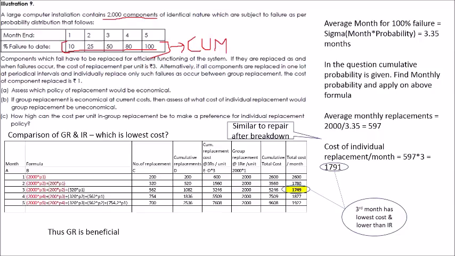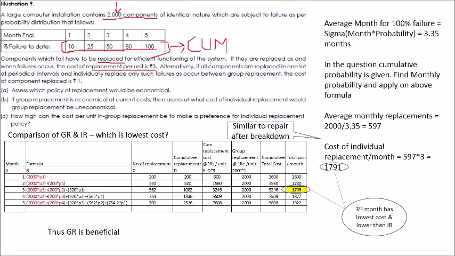Components which fail are replaced, guys. In illustration 4 we saw it as repaired, but here it is replaced. That's the important point. If they are replaced as and when the failure occurs, the cost of replacement per unit is rupees 3. For example, we have 2,000 components, and when they fail, I am going to replace each with a new component. For each component I need to spend rupees 3. So this is nothing but breakdown maintenance, guys.